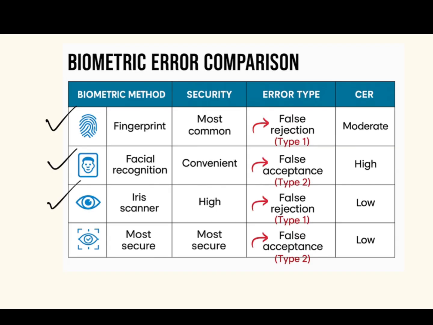The third one is the iris scanner. The iris scanner is more precise than fingerprints or facial recognition. False rejection, type 1, can deny authorized users. CER is low with high accuracy and minimal overlap between false positives and negatives. It is used in military or secure labs, though rejection may occur due to lighting or movement. So here you can see type 1.